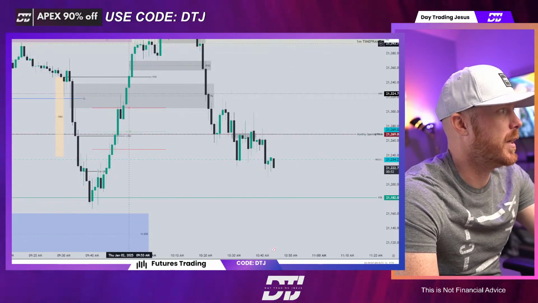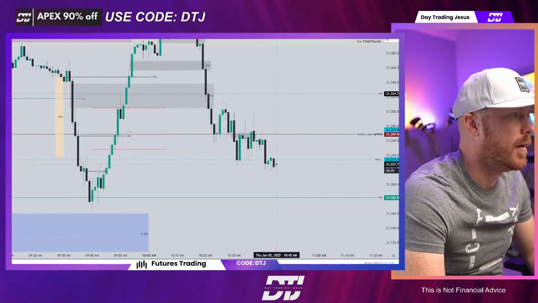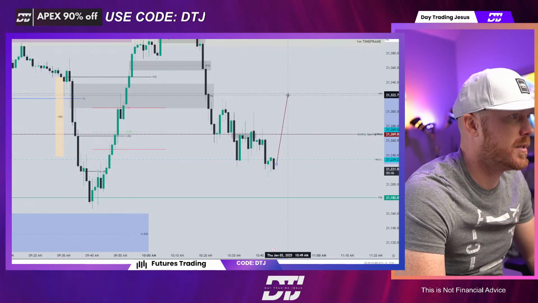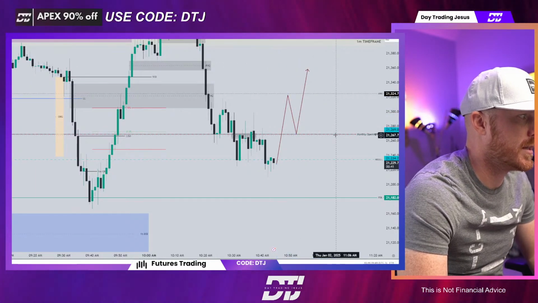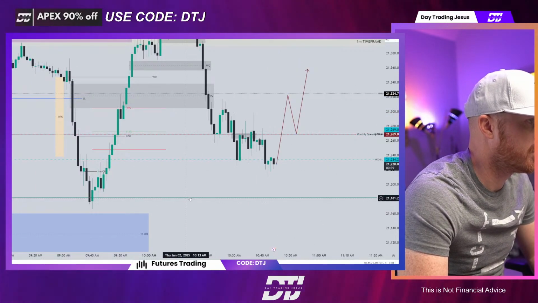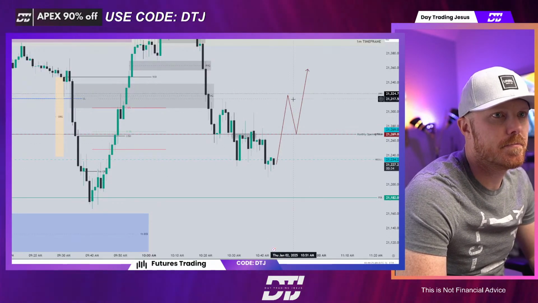Or we see displacement higher from a 5-minute time perspective. We come back, we tag it, and then we move higher. That's the only ways that I would be looking at that. But there's nothing to do in here right now.